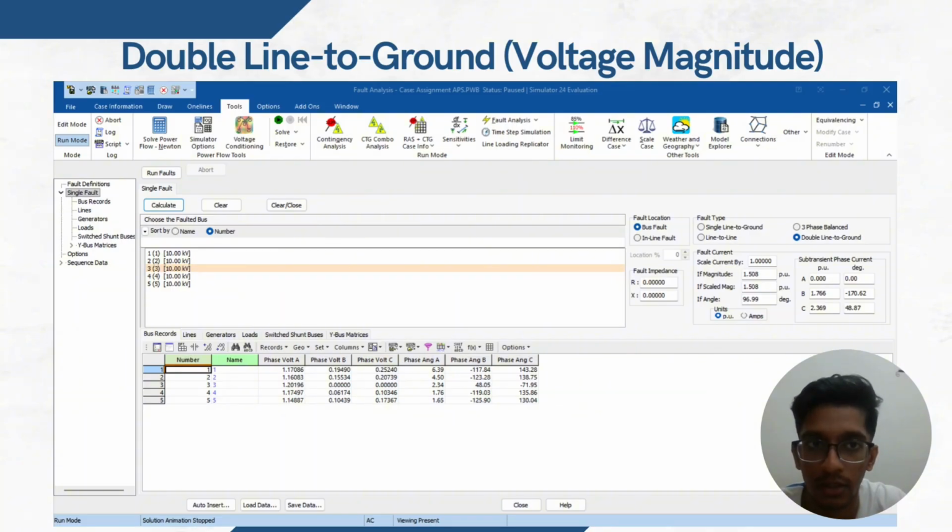Here is the double line to ground fault voltage magnitude. A double line to ground fault, phases B and C to ground, presents a more complex voltage profile. The voltages on the two faulted phases collapse to near zero. The healthy phase A voltage may actually increase above nominal depending on system grounding. This severe voltage sag across two phases can trip sensitive industrial loads and requires fast-acting protection.